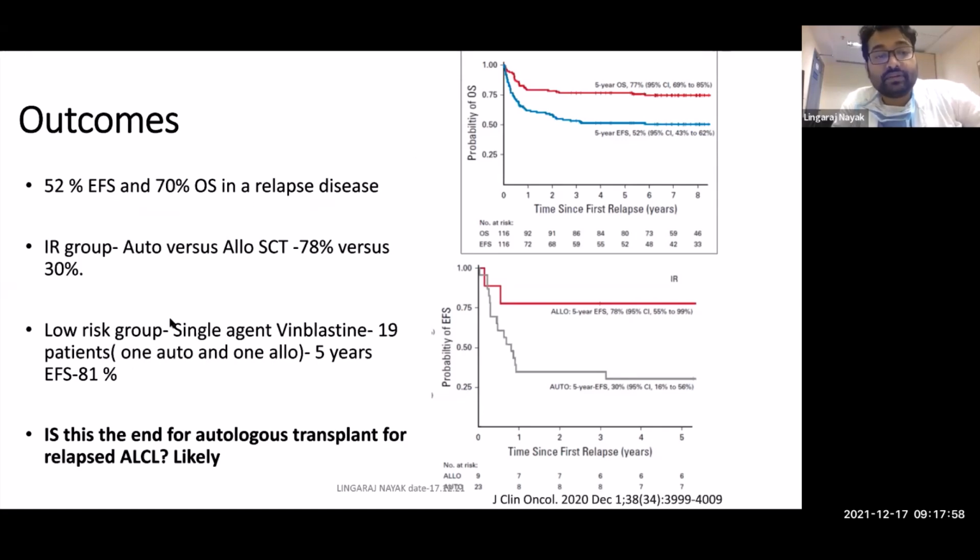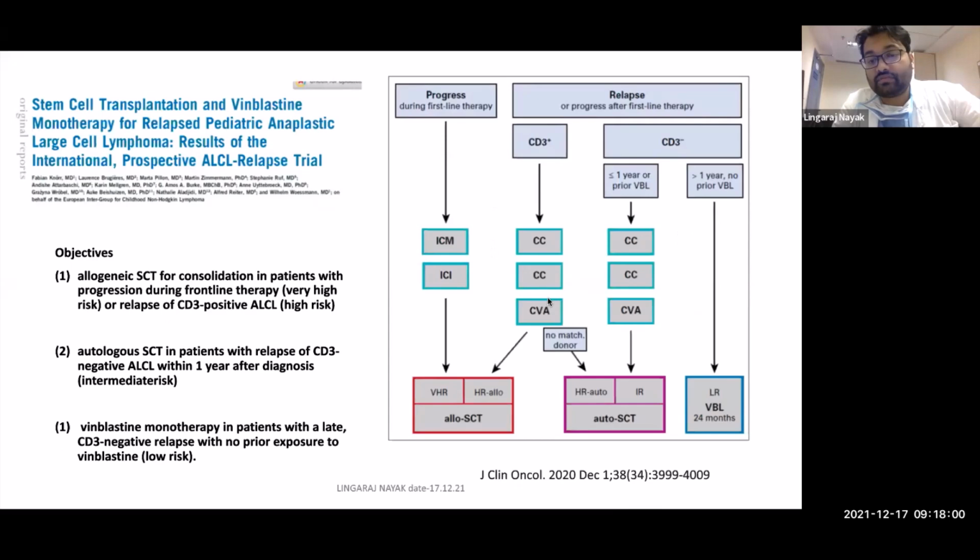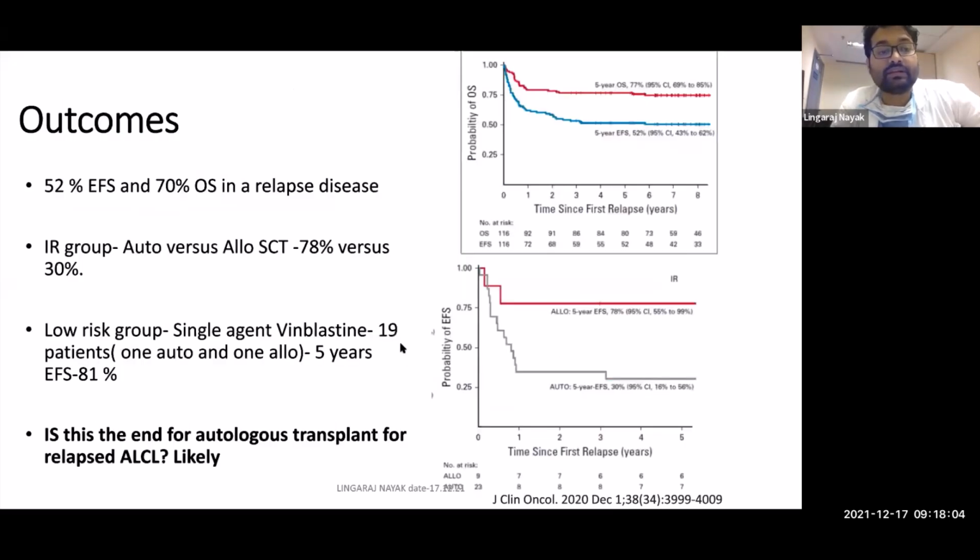Now, if you see the intermediate group, this was the group where a few patients underwent allo and a few underwent auto, depending on the donor availability. And if you see the difference, 78 versus 30. So those who underwent an allotransplant, their outcome was phenomenally good. And the interesting thing was that the outcome of autotransplant in the relapse setting is only 30%.